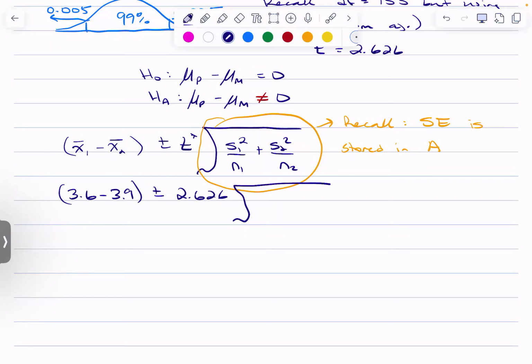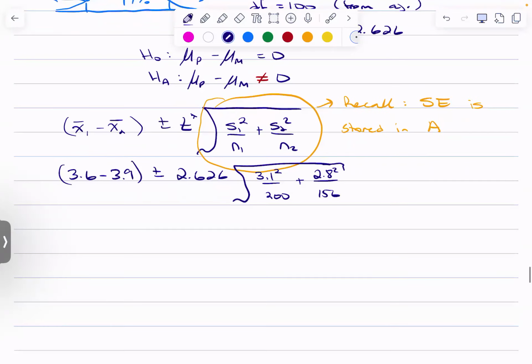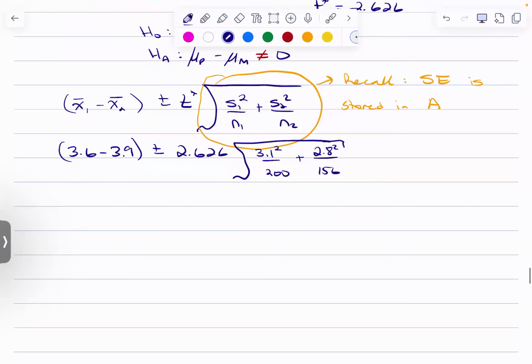Now, even when you are using values that you've stored, you should still write out what you are doing. Otherwise, it's really hard to follow, right? And so we had 3.1 squared over 200 plus 2.8 squared, I think it was, over 156. But then I'm just going to go for it. 2.626 times recall A. And hopefully I didn't overwrite it.